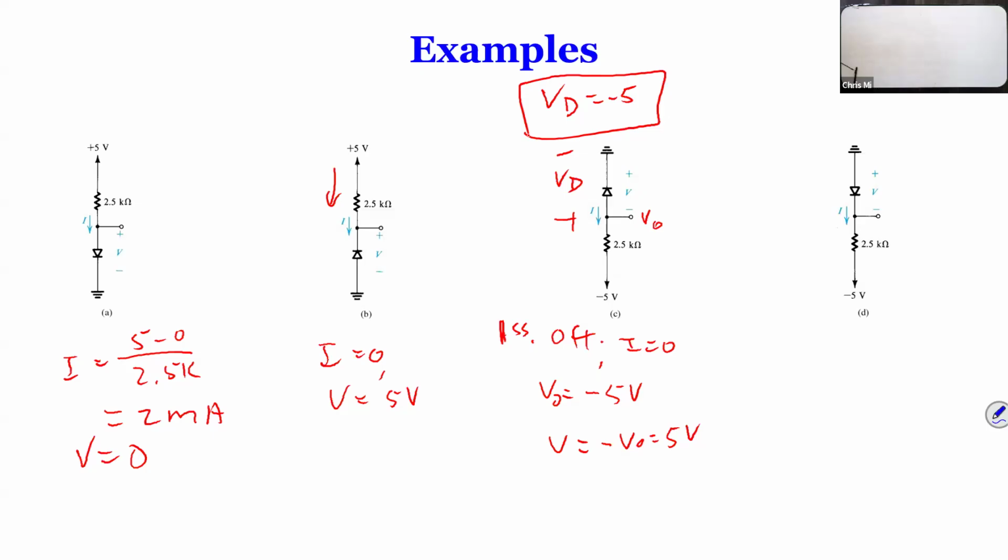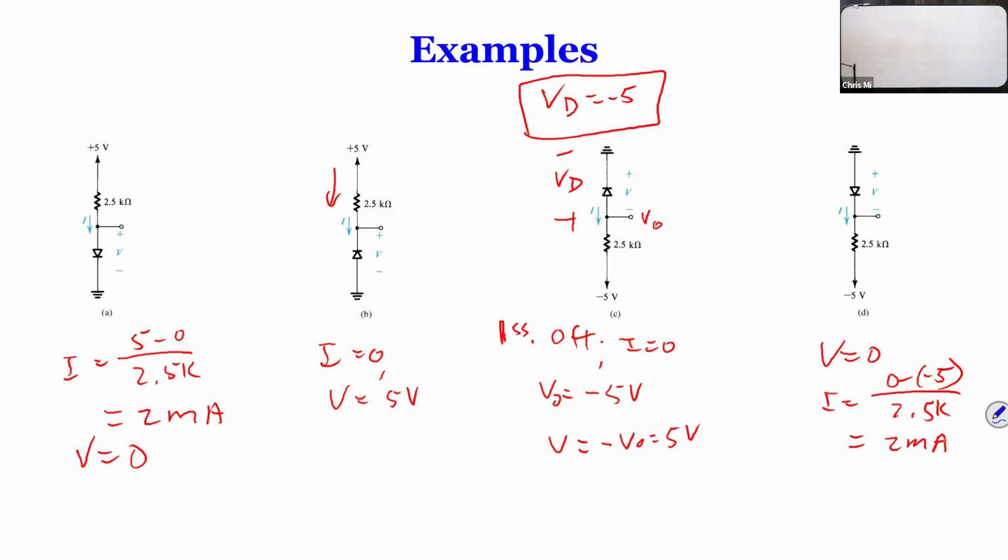Okay, last one. You have again the same circuit but flip the diode. So now you see that 0 is up, negative is down. So most likely it's going to conduct. When it's conducting, what's the voltage? 0 when diode conducting, and current is going to be 0 minus -5 divided by 2.5K. That gives you 2 milliamps. So which is correct.